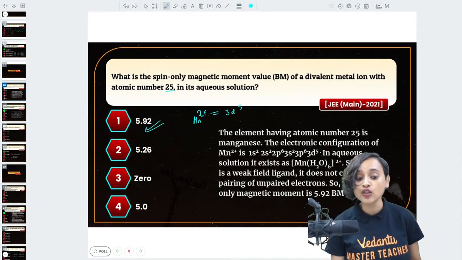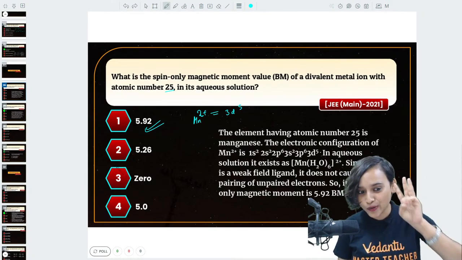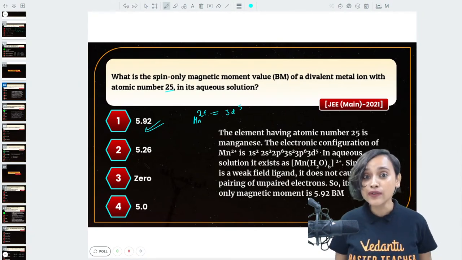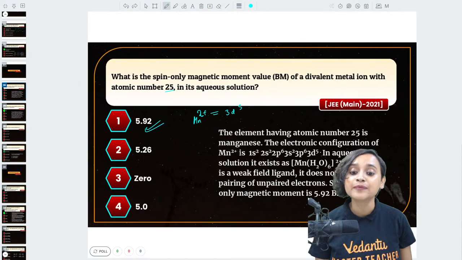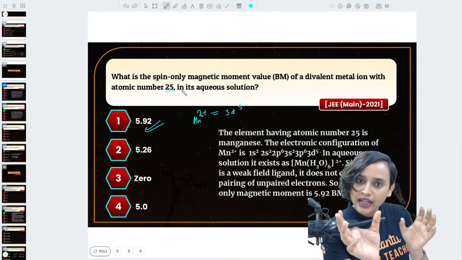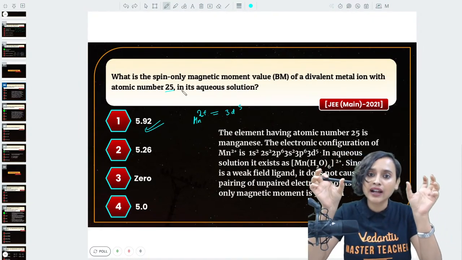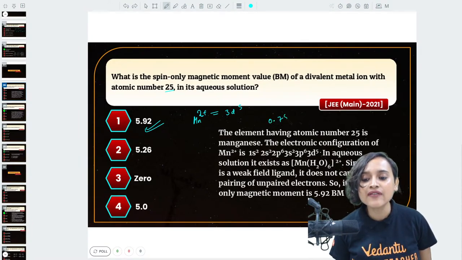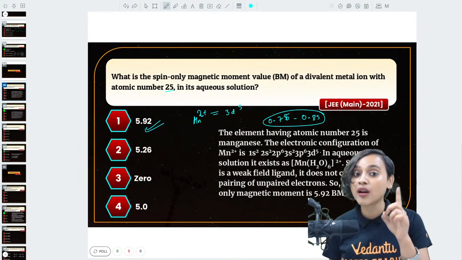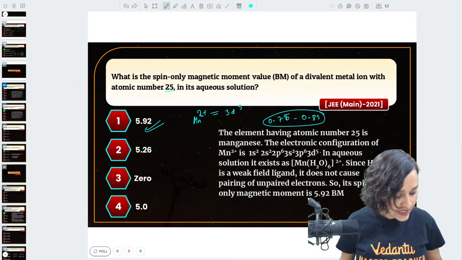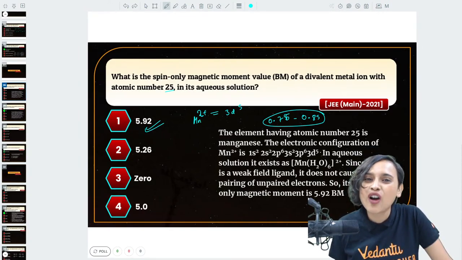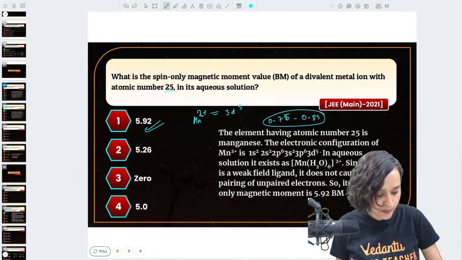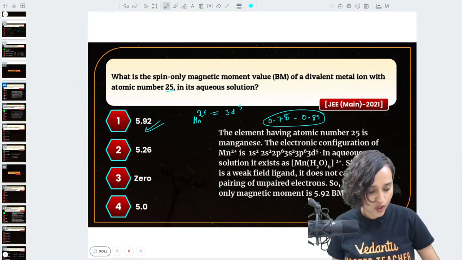As I told you, the trick is, see, there are 3 options that are related to 5: 5.26, 5.0, 5.92. Which one will you choose? Will you actually go and find out the magnetic moment in Bohr magnetons or not? Rather, always remember that the difference between the number of unpaired electrons and the magnetic moment is around 0.75 to 0.85. That's the difference between the number of unpaired electrons and the Bohr magneton value. Is this clear, guys? Yes, this is a very important trick. This is the way you can find out which one is the correct answer without even lifting your pen. Make sense, guys? Clear?